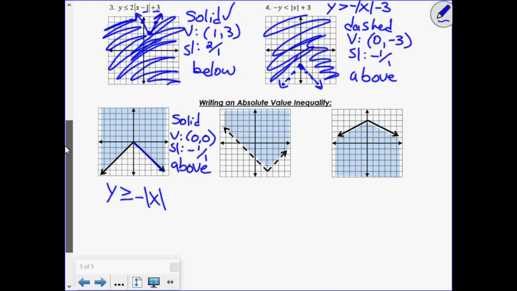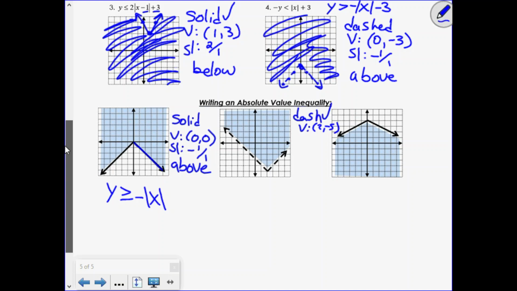Because the vertex is 0, 0, there is no number inside of the absolute value, and there's no number on the outside of the absolute value. Yeah, 0. Okay. Same process. Next one. Solid or dash? The vertex. 2, negative 5.